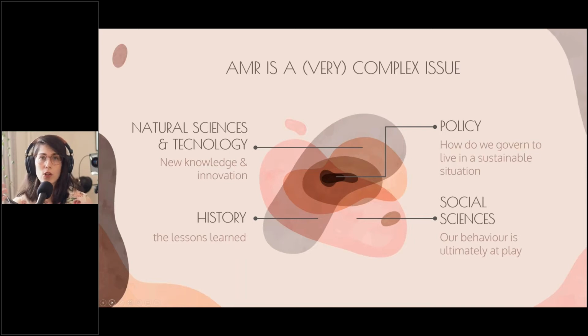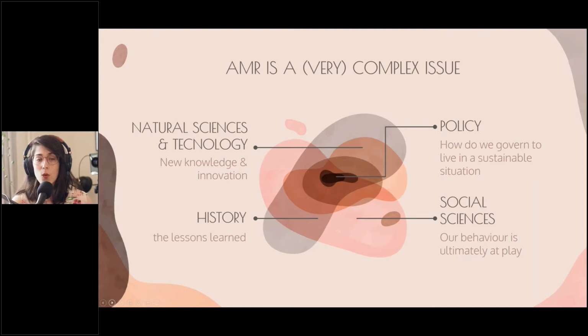There are a lot of things coming from the natural sciences and technology, like getting to know how resistance works, finding new antibiotics, leading innovation, new diagnostics. But we cannot just focus on the natural sciences part. Policy is also very involved. We have to find solutions on how to govern in a sustainable situation where resistance is not really going to catch up to us. We cannot keep it in check completely, even though it's never going to go away because it's a natural process.